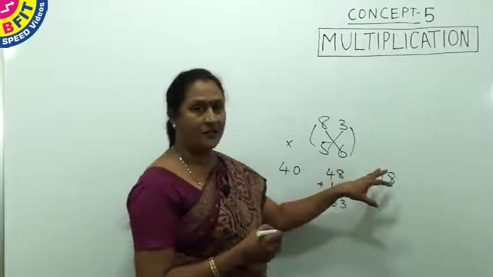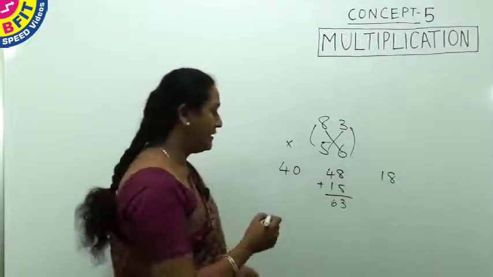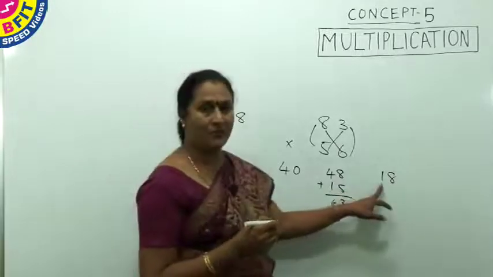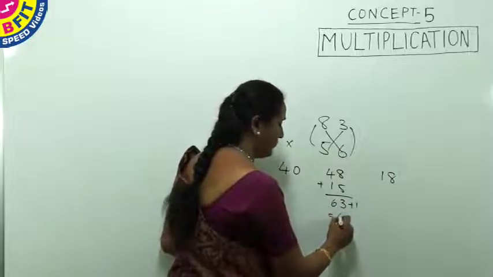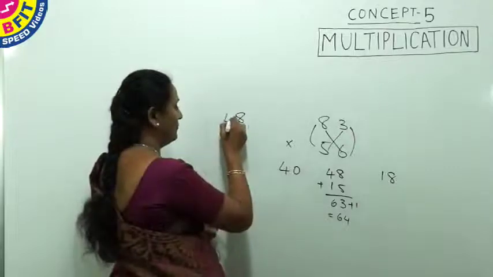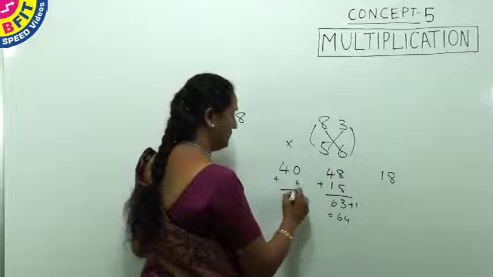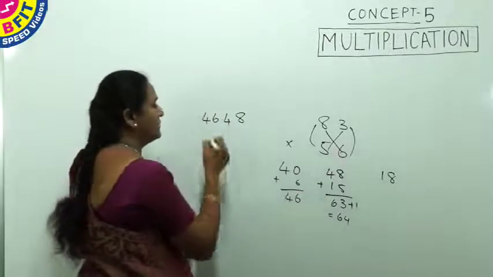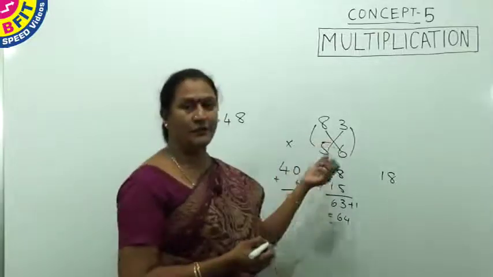In each term, we should retain only a single digit. So write this 8. And now this 1 is added with 63, so we get 64. And write this 4. And the 6 is added with 40, so it is 46. So 4648 is the product of 83 into 56.